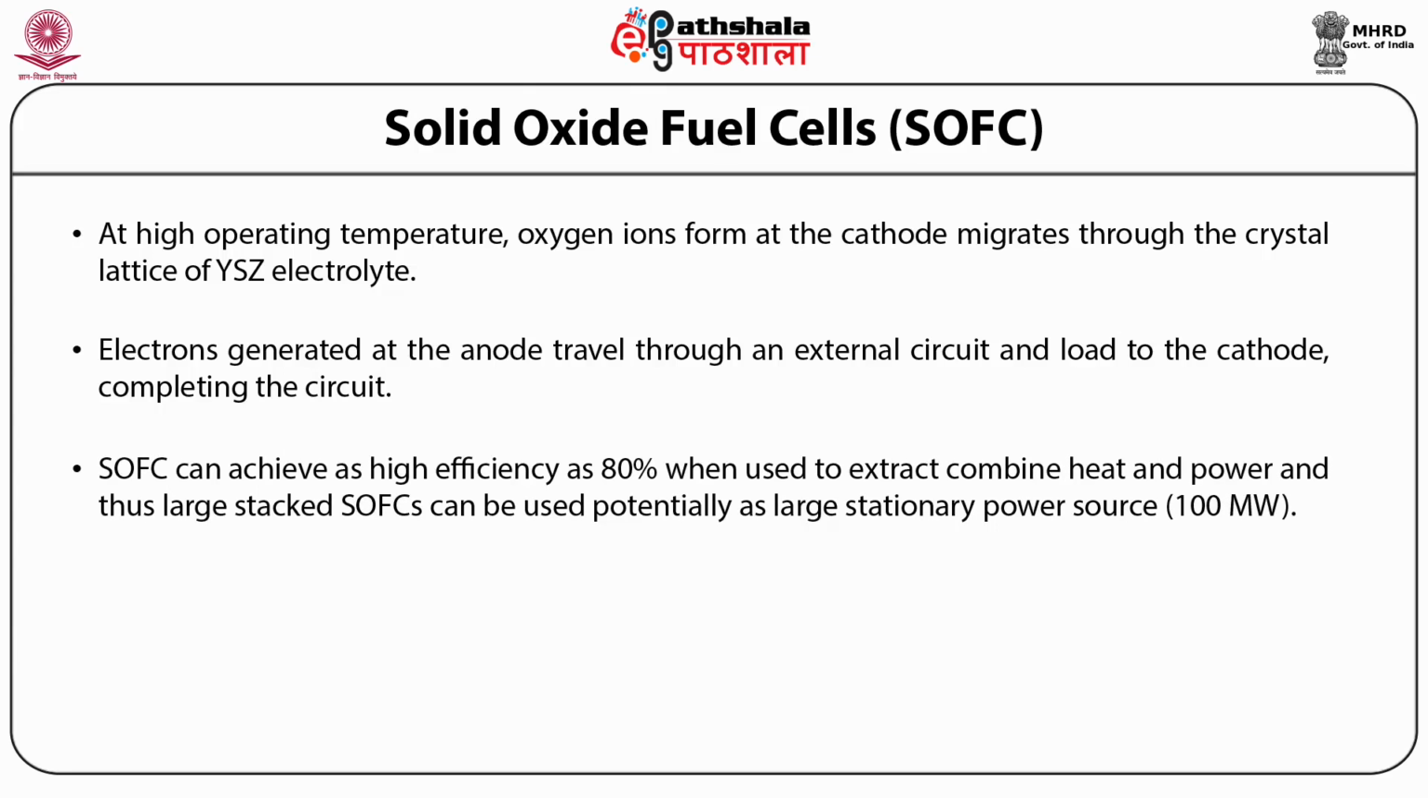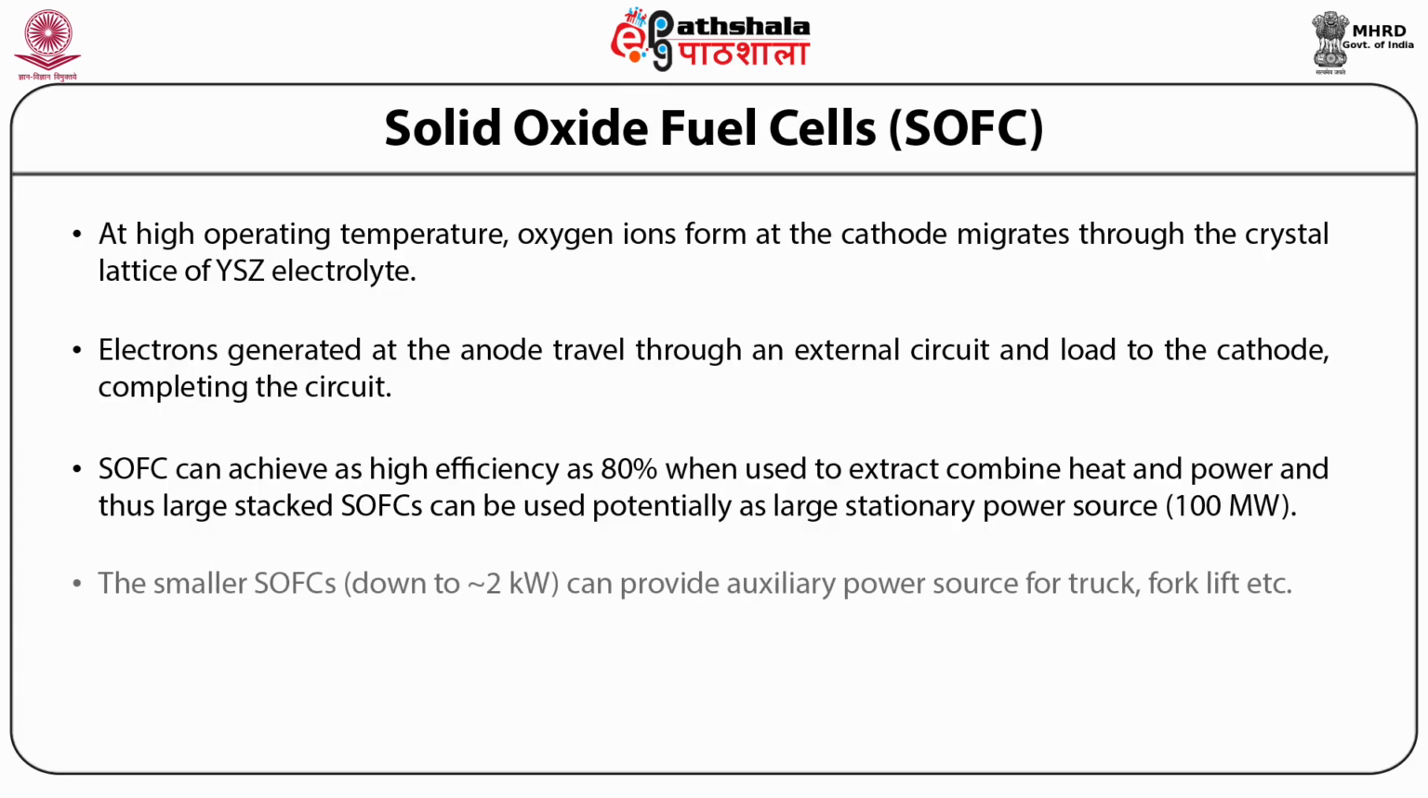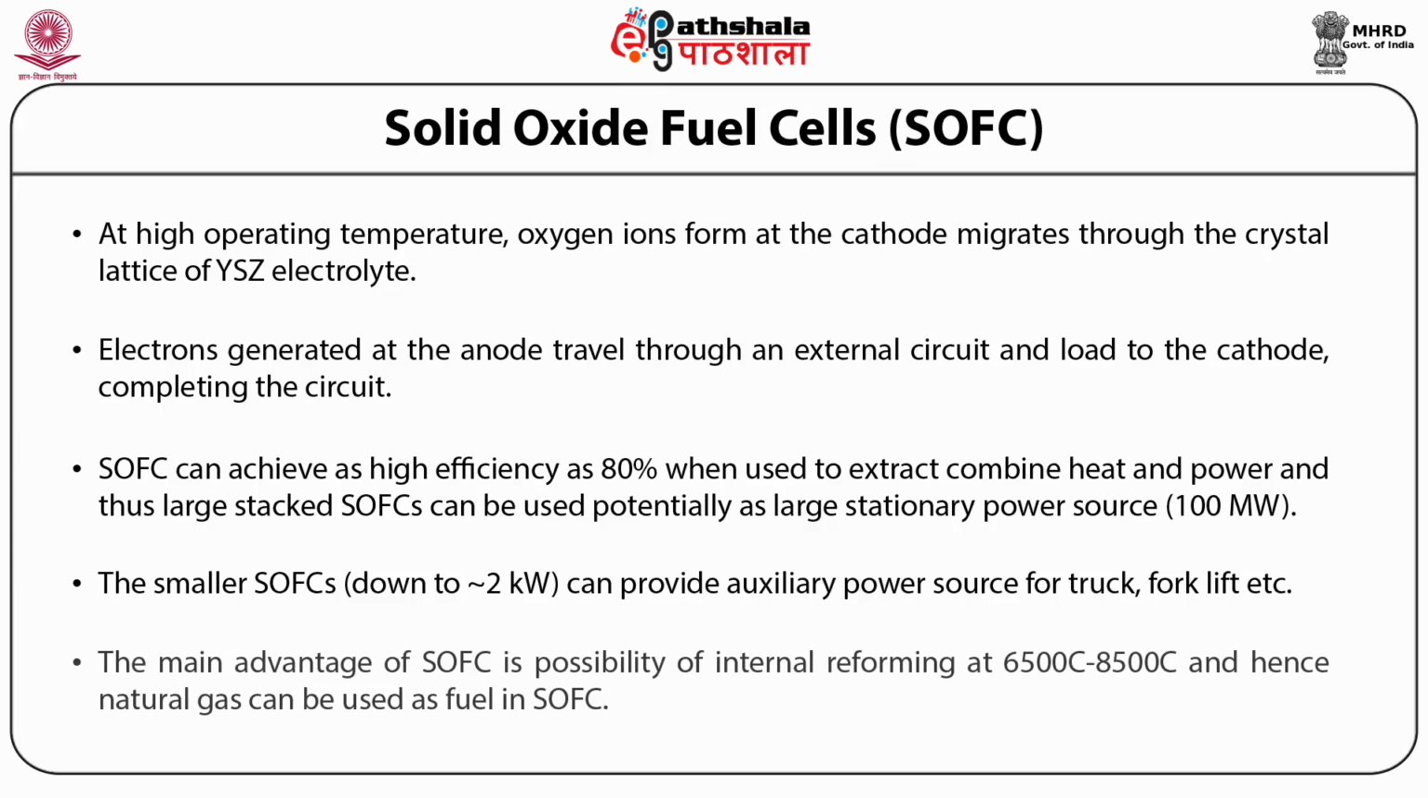SOFCs can achieve efficiency as high as 80% when used to extract combined heat and power, and thus large stacked SOFCs can potentially be used as large stationary power sources. Smaller SOFCs down to 2 kilowatts can provide an auxiliary power source for trucks, forklifts, etc. The main advantage of SOFC is the possibility of internal reforming at 650 degrees Celsius to 850 degrees Celsius, and hence natural gas can be used as fuel in SOFC.